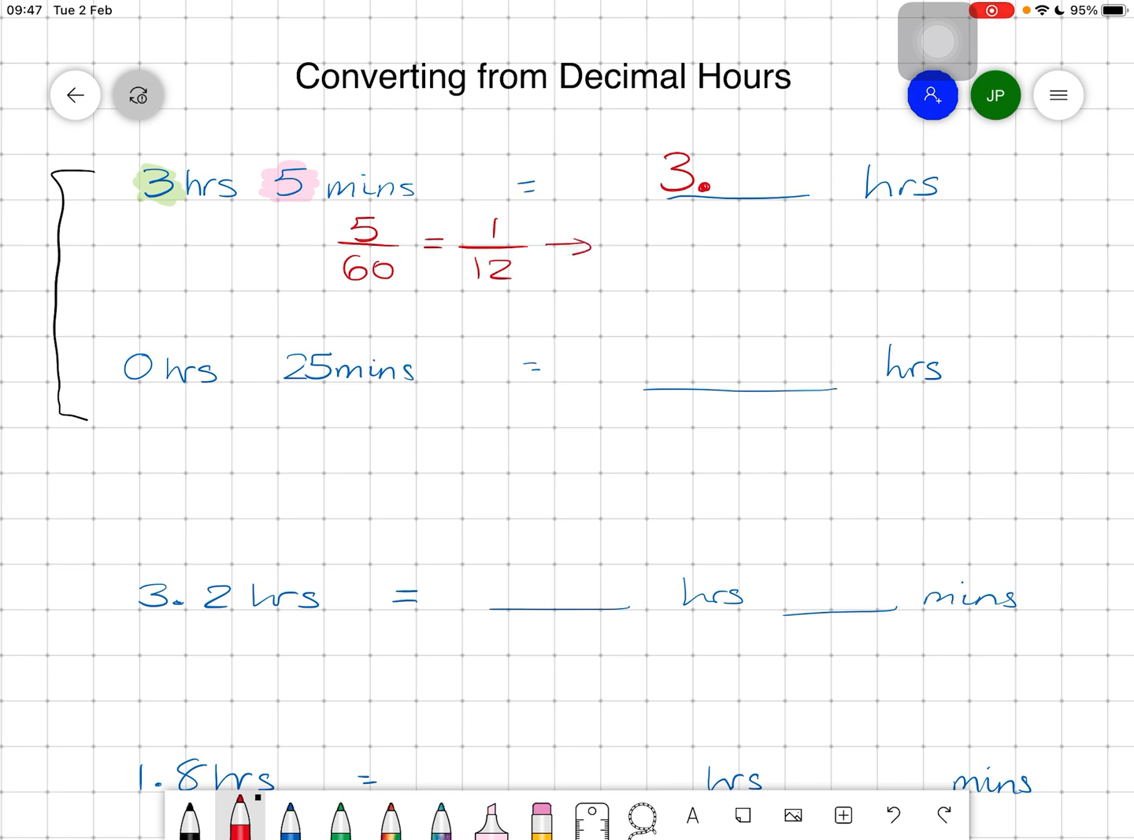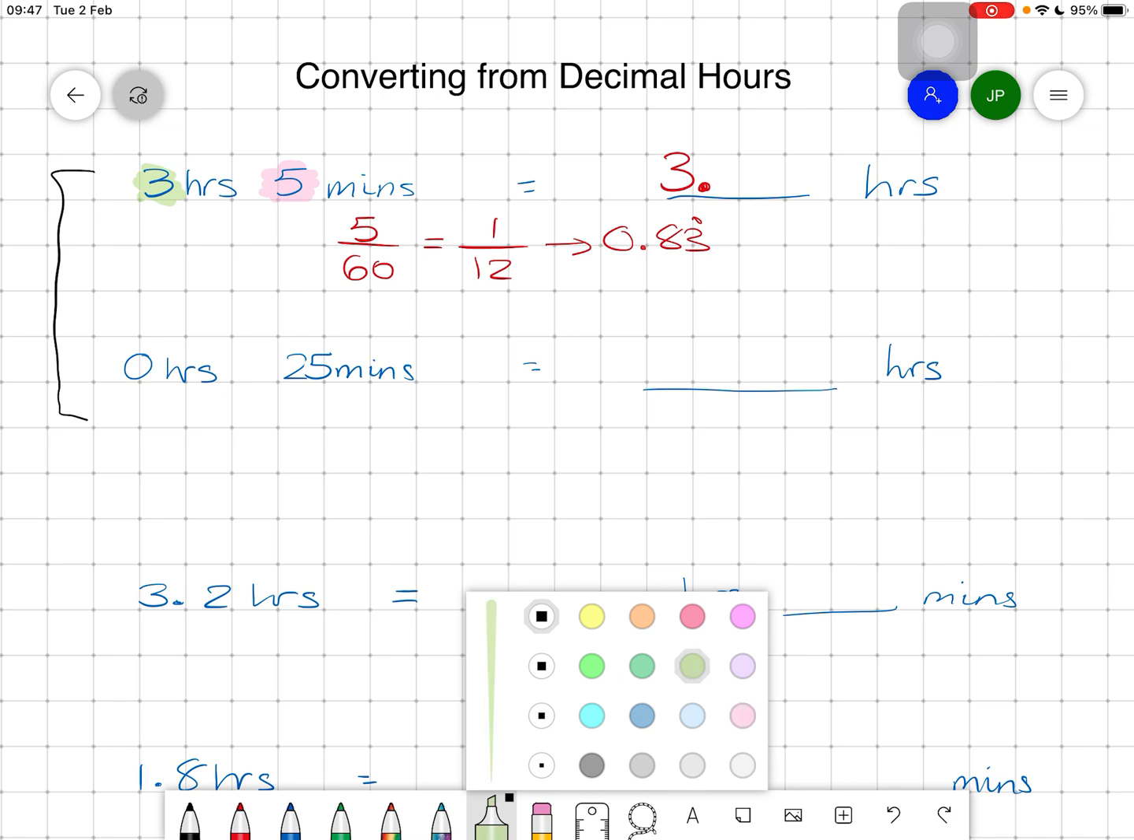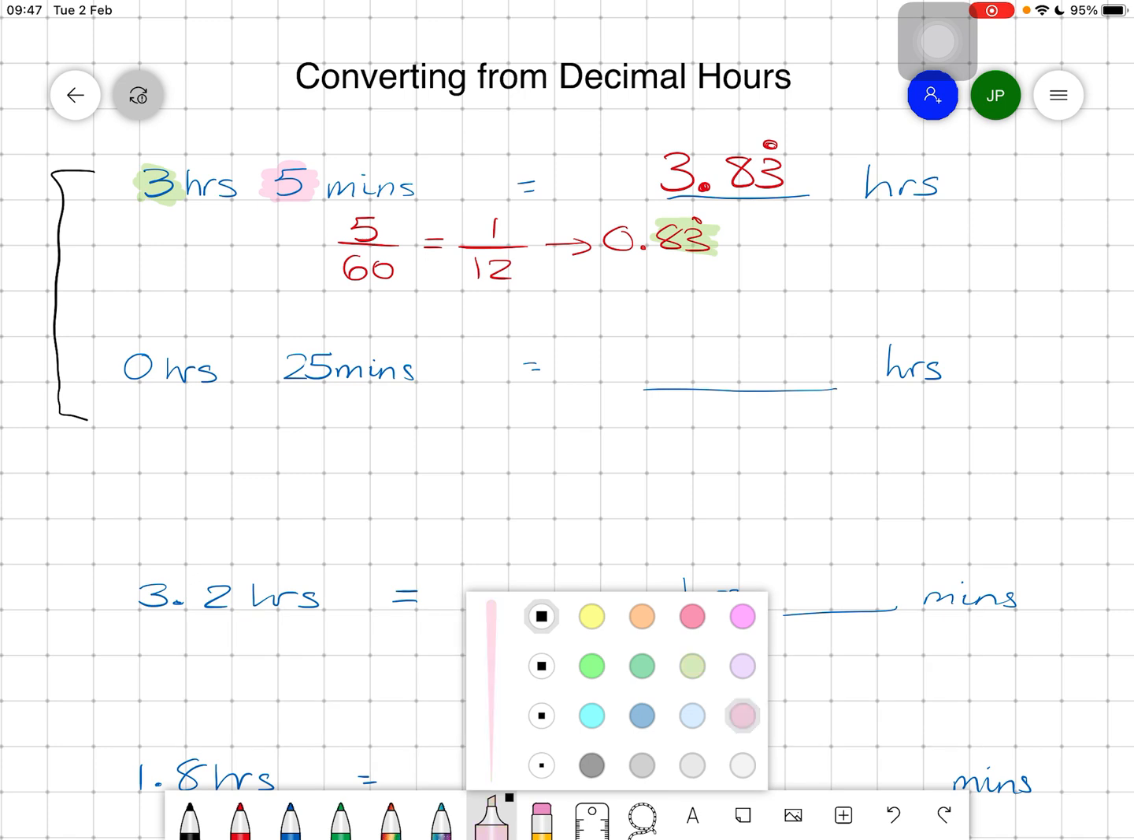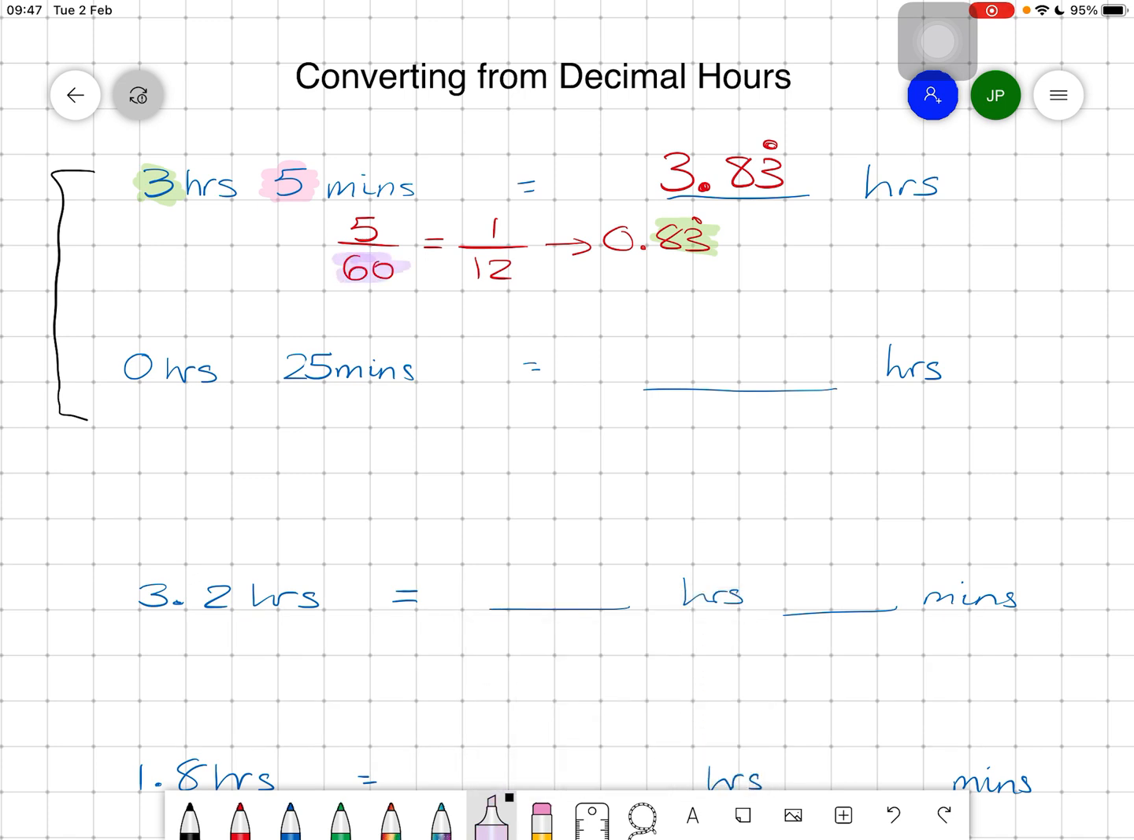Then we are going to put that through our calculators. So we will do 1 divided by our 12, and that will give us 0.83 recurring hours. So we end up with combining together our 3 hours and our 0.83 recurring hours to give us 3.83 recurring. It was all about that divide by 60. Okay, that was the key part to all this. You had to divide by 60 and work our way across.